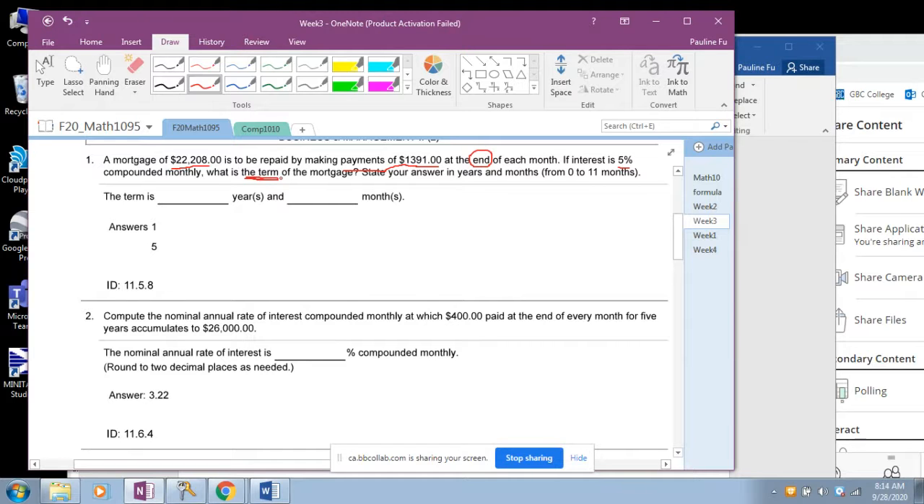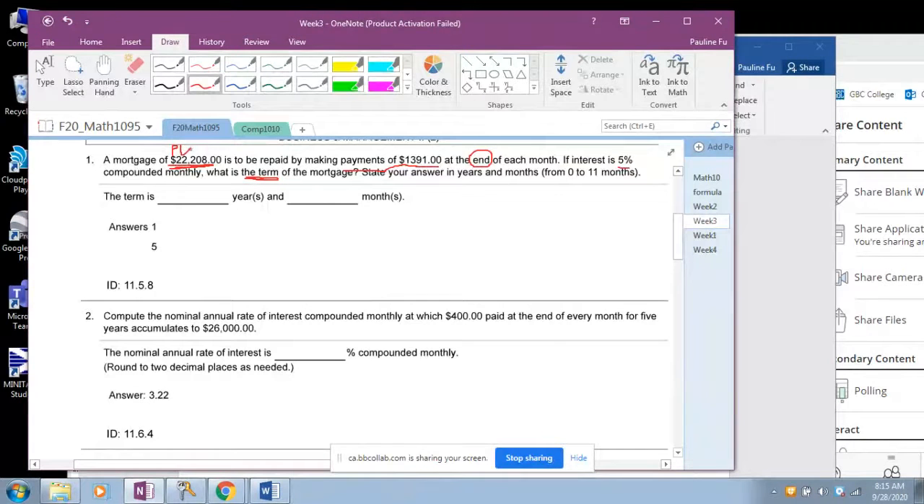So we are going to use two methods. One, financial calculator. Two, formula. Before we do any method, let's analyze the given number again. So this 22,208 is the present value, PV.